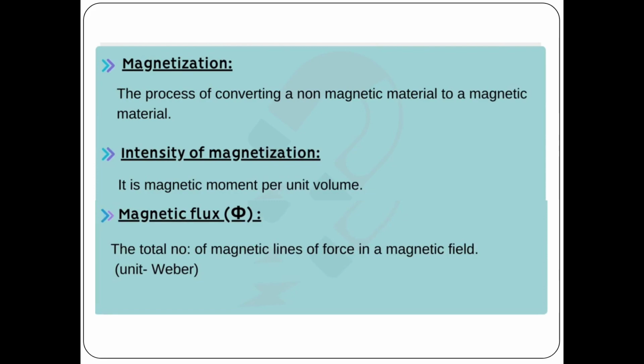So next one, magnetic flux. The total number of magnetic lines of force in a magnetic field is called magnetic flux. The unit of magnetic flux will be Weber.